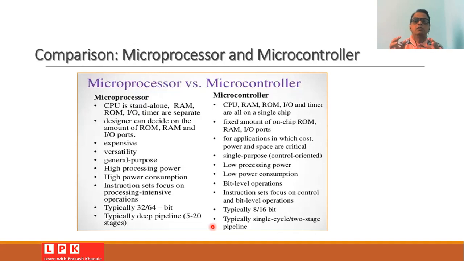With microcontrollers, ready-made things are available, and if you find one suitable for a particular application, then you can always go for the microcontroller. But if you are thinking of any general purpose system, then you can always go for the microprocessor.